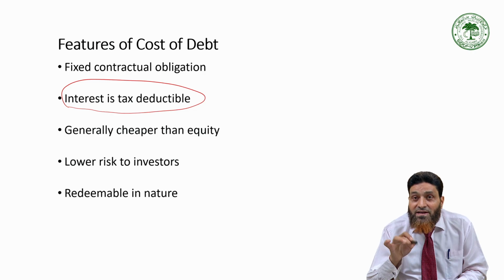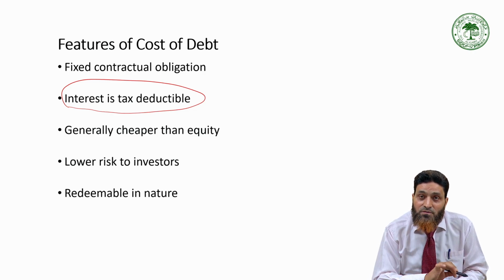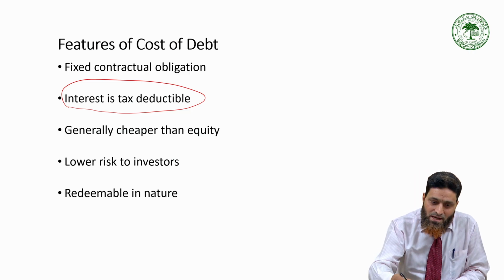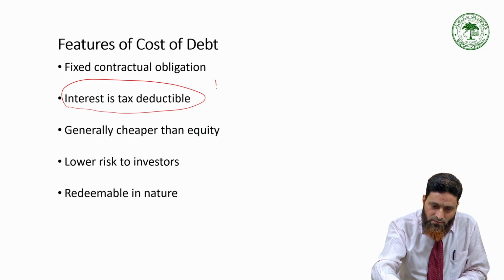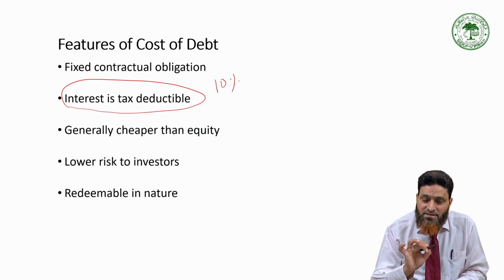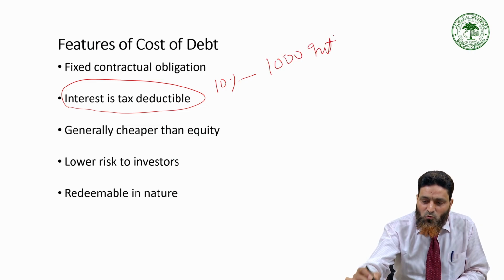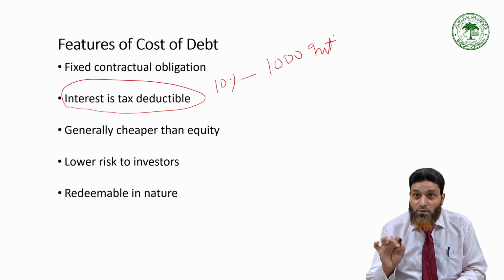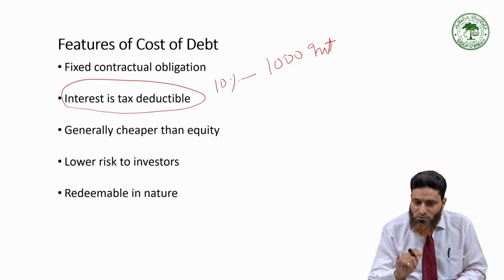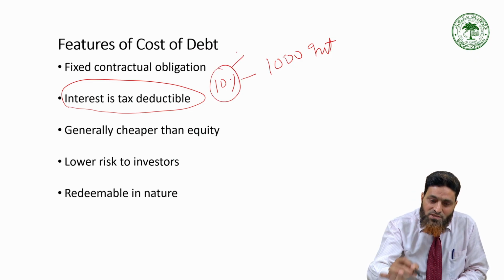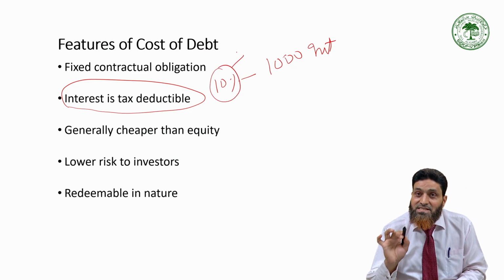Whatever amount of interest the company pays to lenders from whom it has borrowed will be considered an expense for the company. For example, 10% is the cost of debt, and the amount is 1000. You can say 1000 is the amount of interest which the company has to pay to the lenders. Now this 1000, no doubt 10% is the nominal cost. It appears that the rate of interest is 10%.